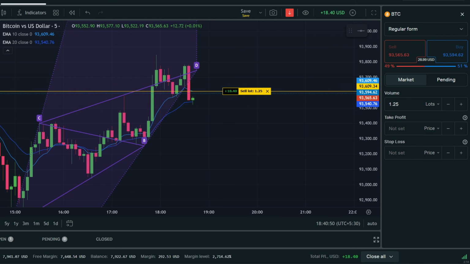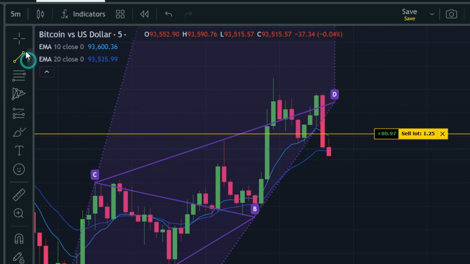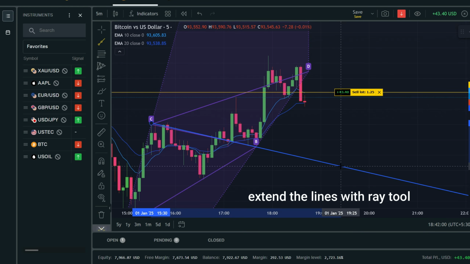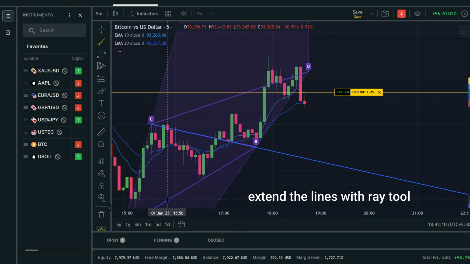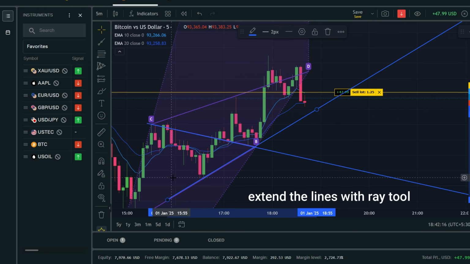All right, our trade has finally moved into profit. Awesome. Now, the next step is to set a clear target for this trade. It's super simple, no need to overthink it. All we're going to do is grab the Ray line tool from the tools menu and extend both the CD line and the AB line a bit further out, like this. See how I'm stretching both lines? This gives us a nice visual guide for possible exit points.